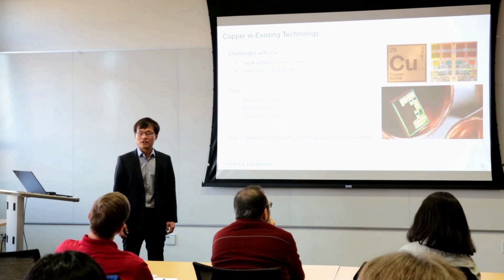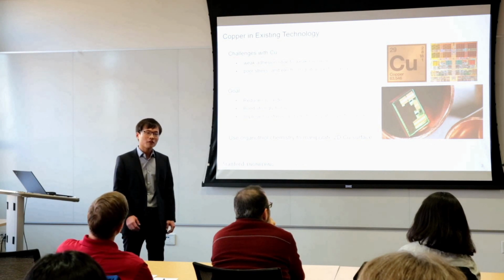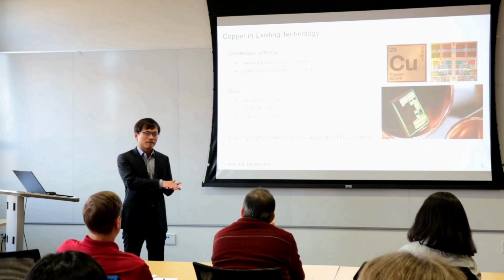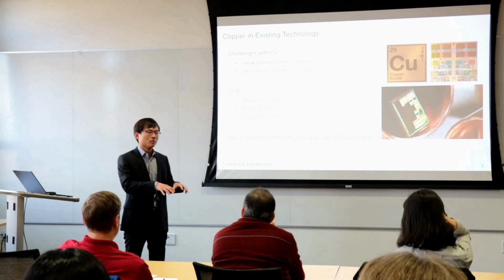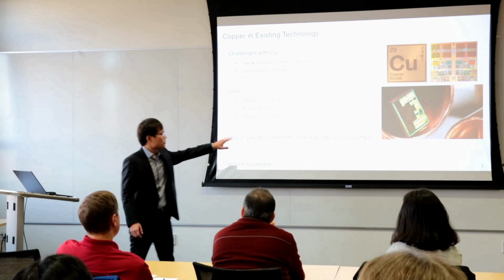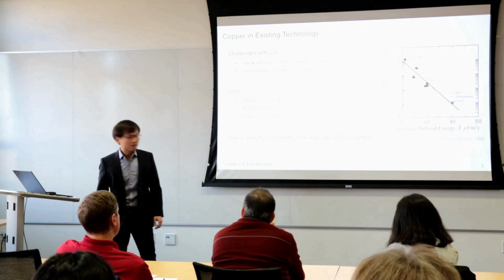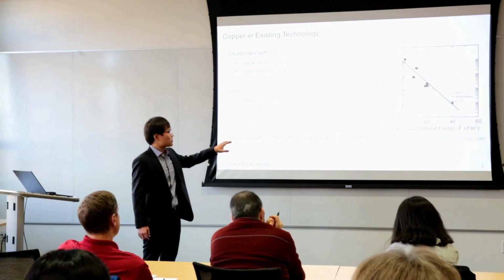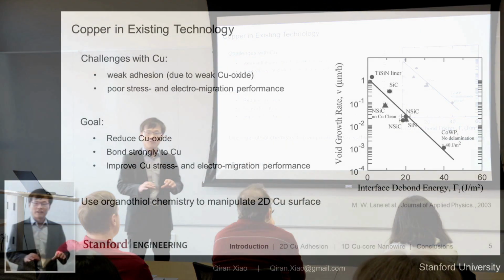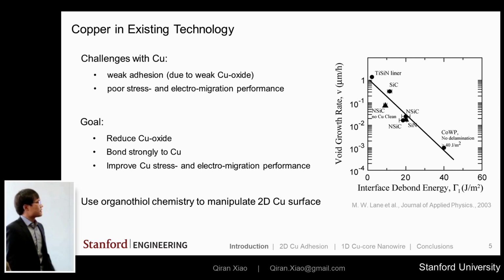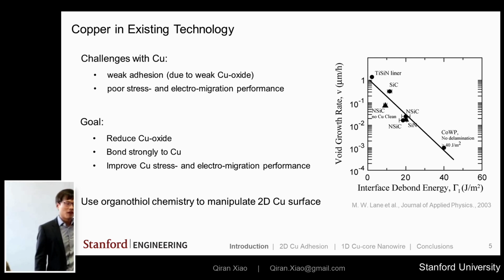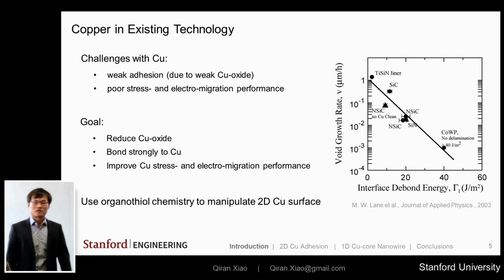One way to address that challenge is by adhering another material strongly to the copper surface, which will effectively fix its surface copper atoms and limit their mobility. On the right is shown the electron migration relationship of void growth rate inside copper conducting lines as a function of interfacial adhesion on the copper surface. What we see is that the larger the interfacial adhesion, towards your right, the lower the void growth rate inside copper conducting lines.